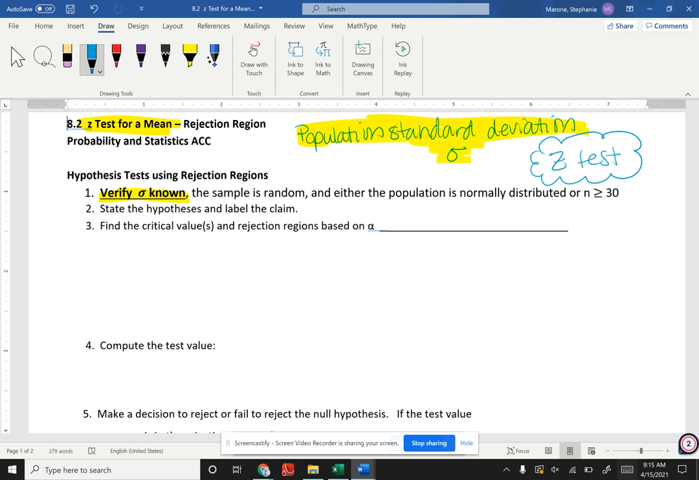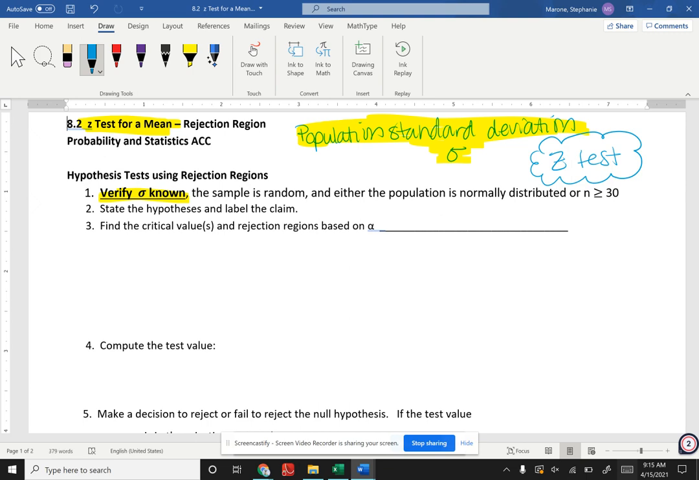So we verify the population standard deviation is known. That's the most important part in the sentence. The sample is random, which it will be. If you take AP Stat or a higher level stat class, you'll have to test that. But for us, it'll always be true, and the population is normally distributed, or n is greater than or equal to 30. Don't worry about that part of the sentence. I wanted to put that in there to make sure you knew that that is true. But for us, we just need to know that the population standard deviation is known.